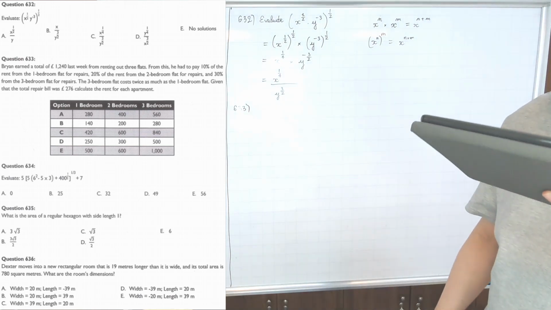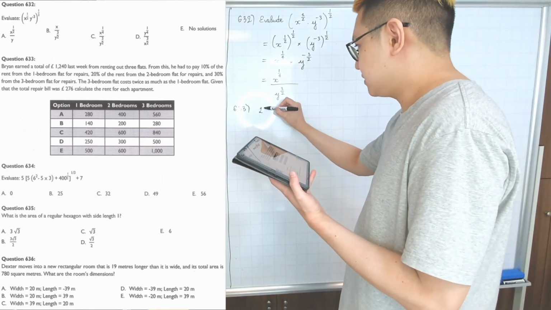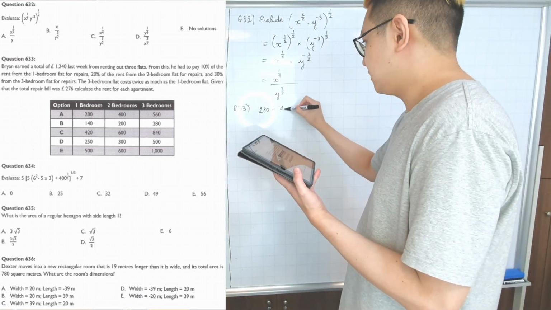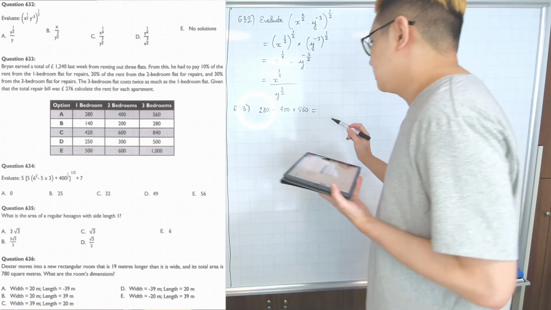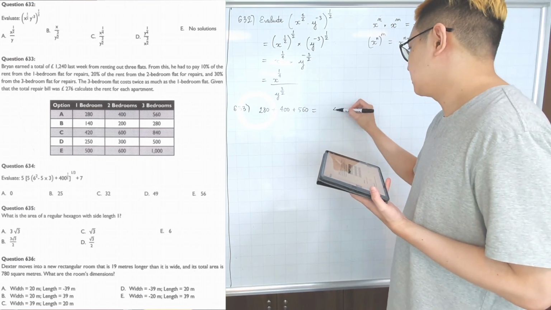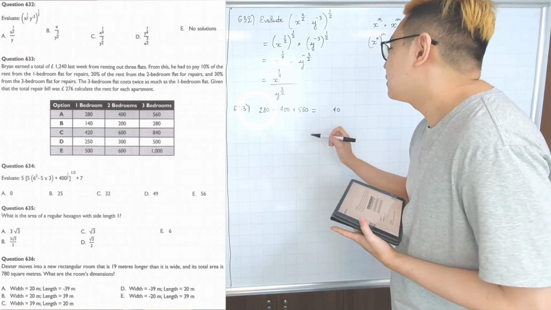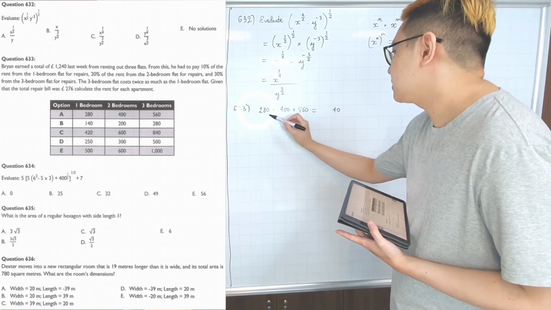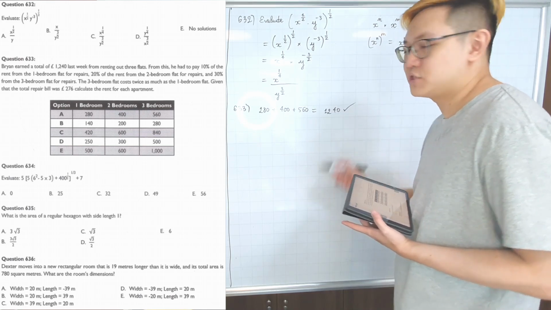So the first answer, option A, is like 280 plus 400 plus 560. 9 plus 2 is 11, plus 1 is 12. So this one checks out.